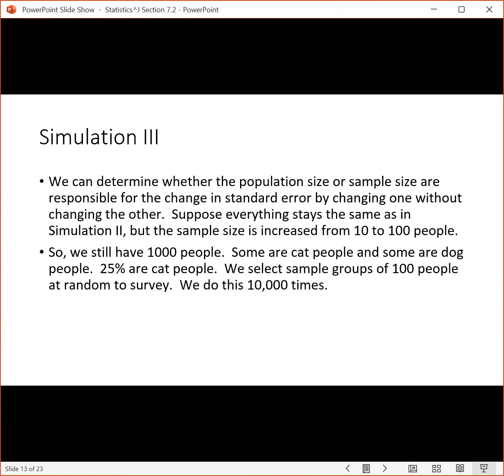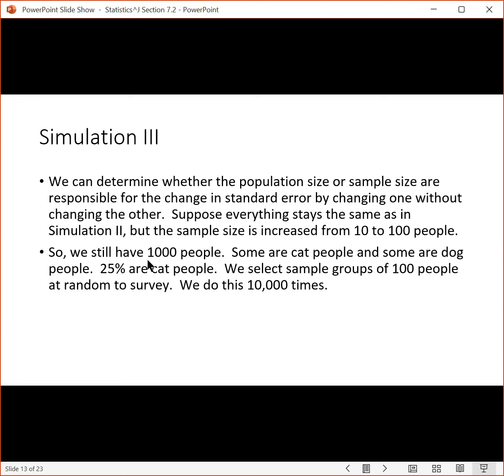we can go through and do a third simulation to try and figure out, is it the population size or the sample size that is causing the change in the standard error? All right, so suppose everything stays the same as in the second simulation, but we increase the sample size from 10 to 100 people. So we're leaving the population alone. Now, if the standard error doesn't change, then it was the population that was the cause of the effect. If it's the sample, then we should see a change in the standard deviation or the standard error.